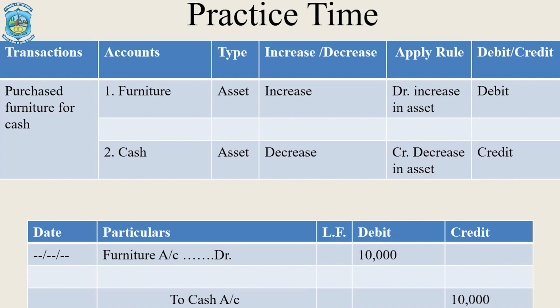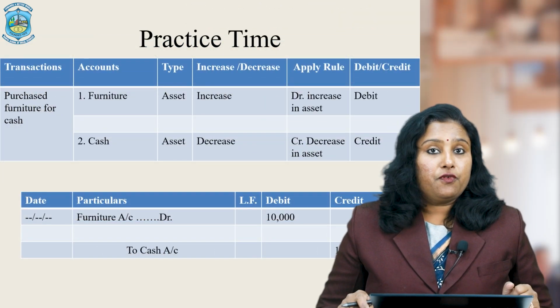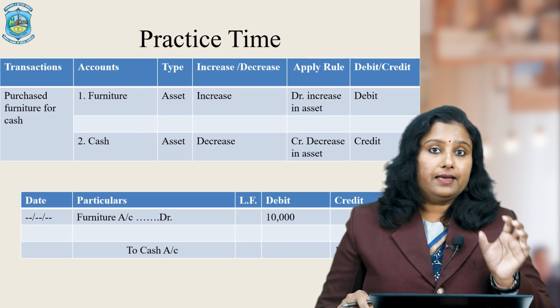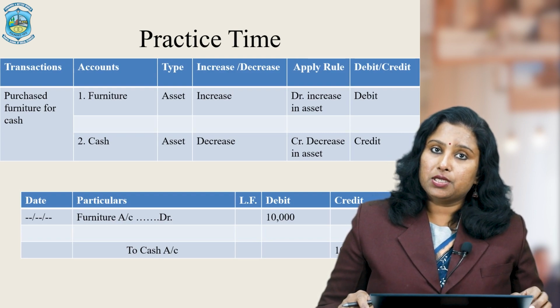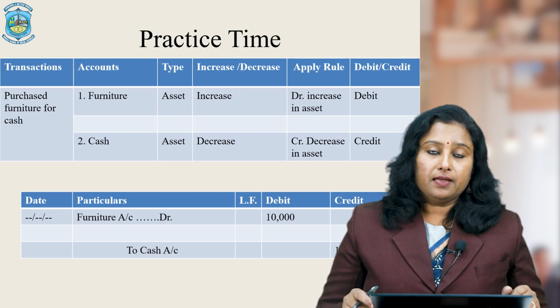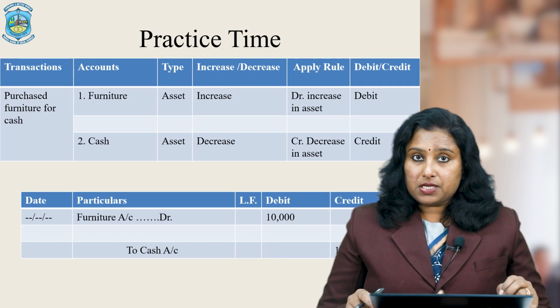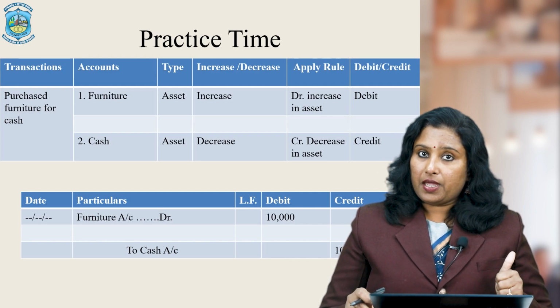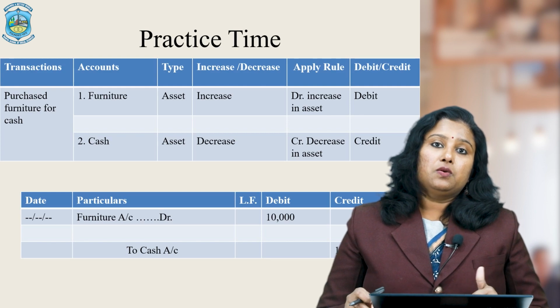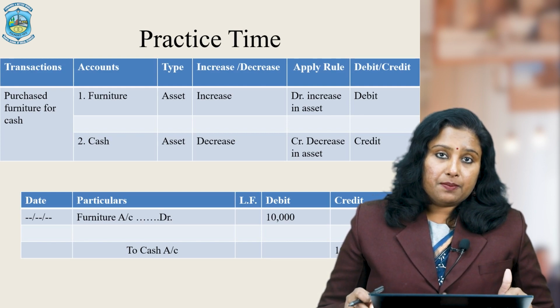Now, here a slight change has been observed, that is, the furniture has been purchased for cash. It is written clearly that it has been purchased on cash. So, we do not record the party's name because we have already paid the party the amount required. Now, again in this transaction, two accounts are getting affected. One is furniture that we have received, and another account is the cash account, that is the cash that we have paid to the supplier.